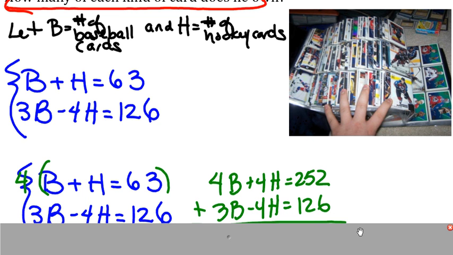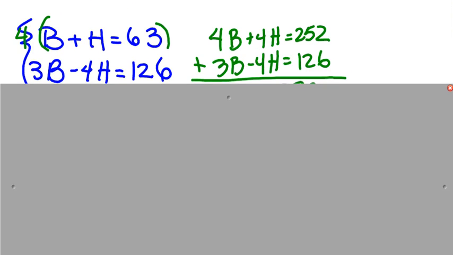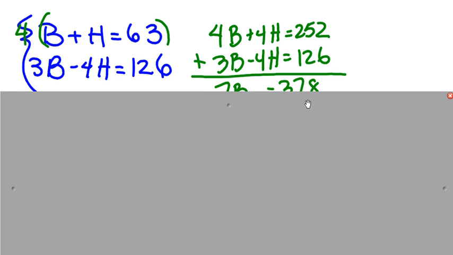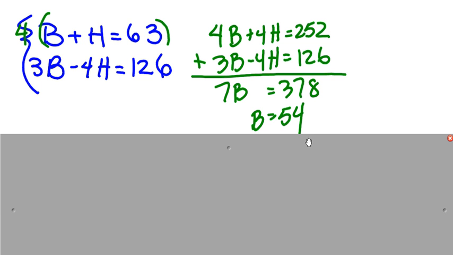I'm not going to change the second equation. I want to keep it as is: 3B minus 4H equals 126. Because when I add the 2 equations together, the goal was to eliminate a variable, and I'll end up eliminating H. That will give me the 0. So 7B equals 378. To get B alone, we would divide each side by 7, and B equals 54.